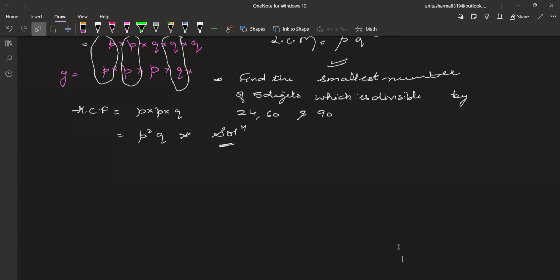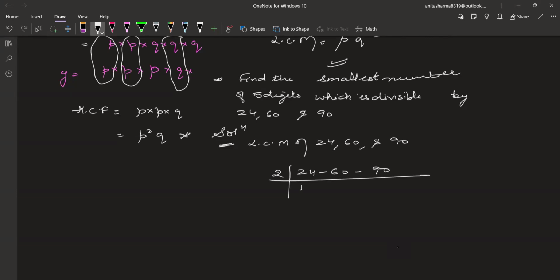Ma'am, take the LCM. Yes, you will find the LCM first. Very good. So find the LCM of 24, 60 and 90. So it will go by table of 2. Smallest digit you need to use.